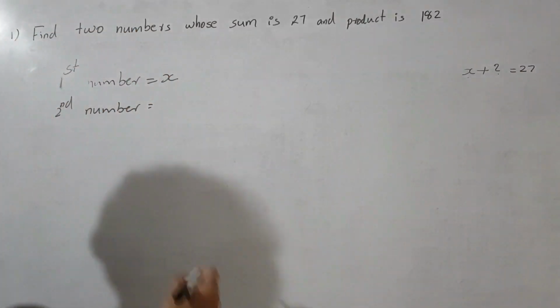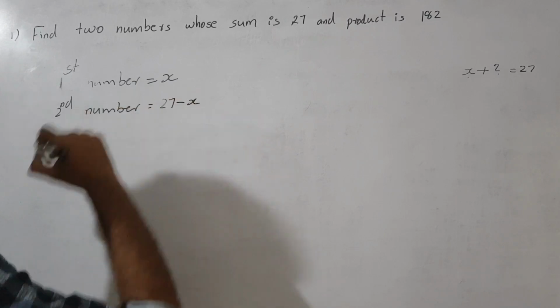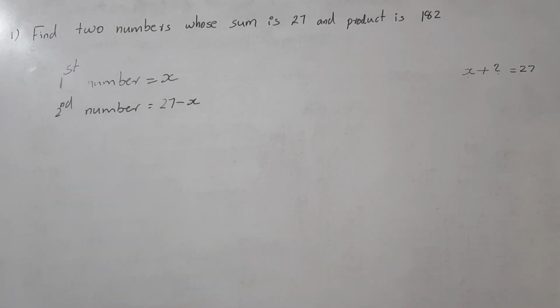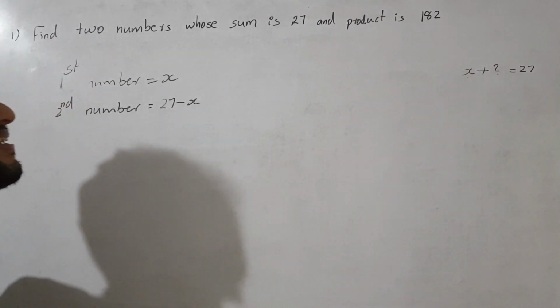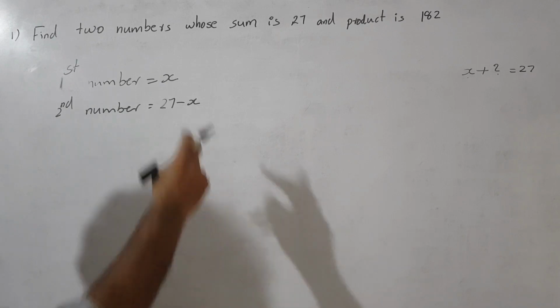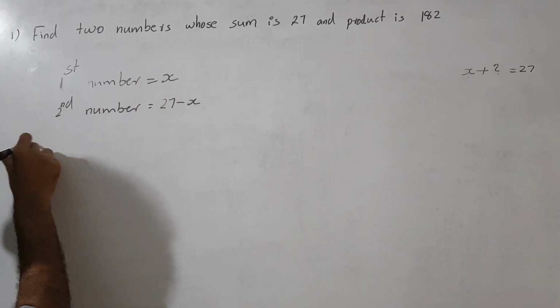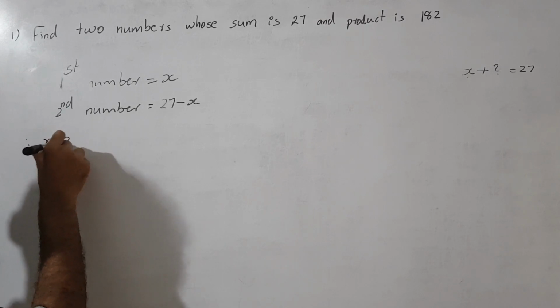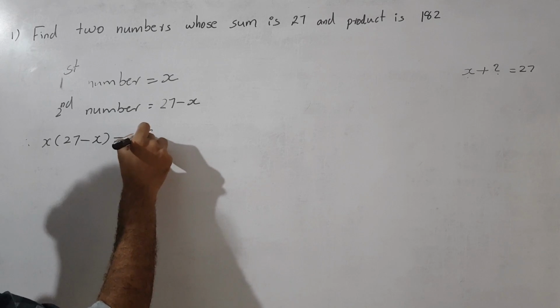Then the second number is equal to 27 minus x, because the sum is equal to 27. And what is the next relation? The next relation is the product is equal to 182. The product of two numbers is equal to 182. Therefore x into 27 minus x is equal to 182.